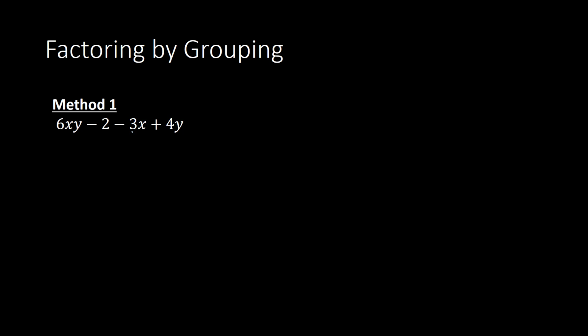If I wanted, I can bring the 3x over next to the 6xy, such as right here. So I just bring the negative 3x over, and then the negative 2 goes out here at the end. So I just changed the order of my subtraction. I didn't really change the original question. What I would like to do is group together the first two terms and the last two terms. So I do that, and then I want to factor out something in common for each of these parentheses.